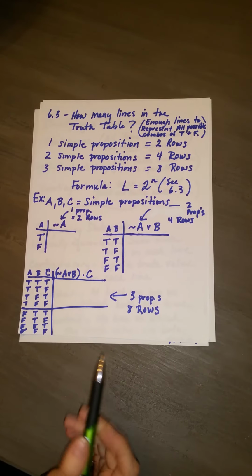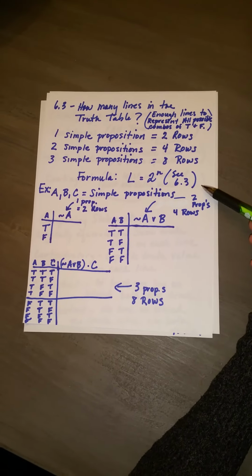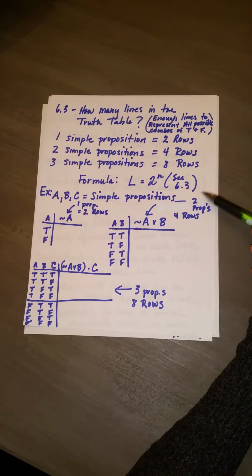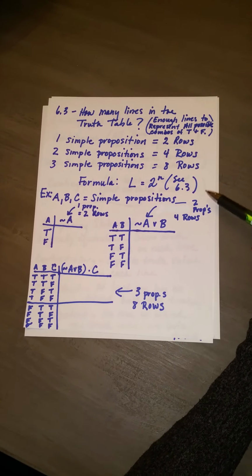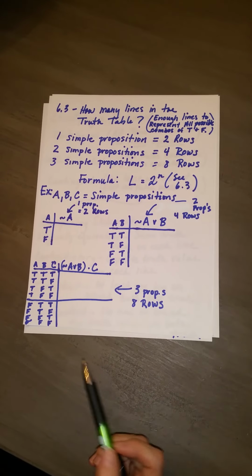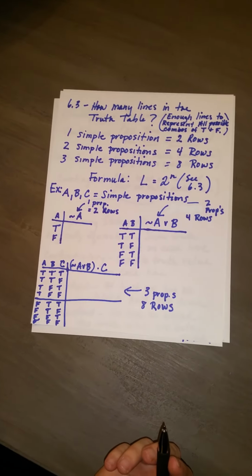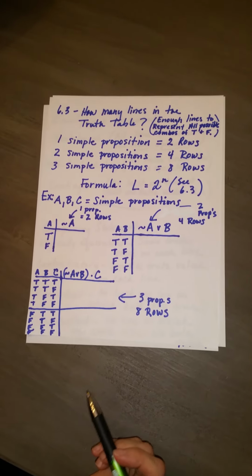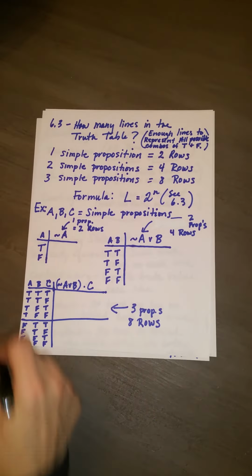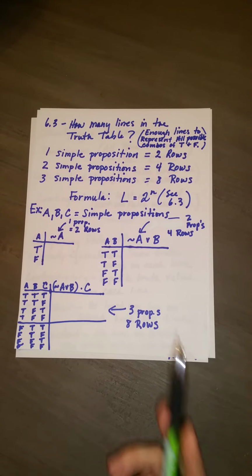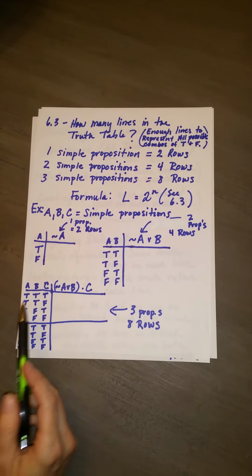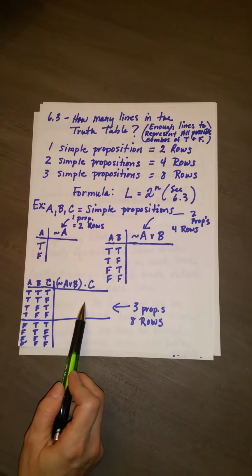So at the beginning, Hurley gives you a formula for determining how many rows you need in your truth table. Basically, you just need enough rows to represent all the possible combinations of true and false that you could have. For practical purposes, these are the three truth tables you're going to see and do, because we won't do anything more than 3 letters.